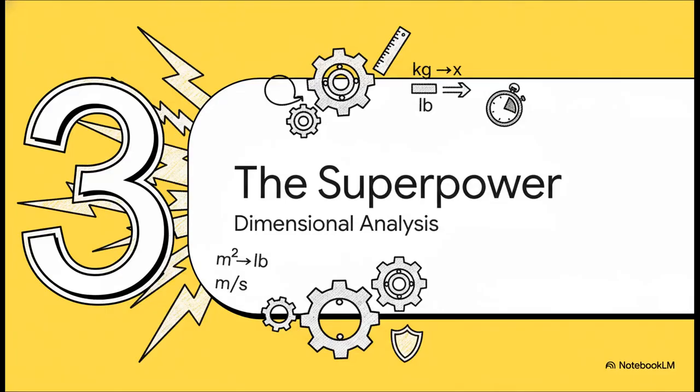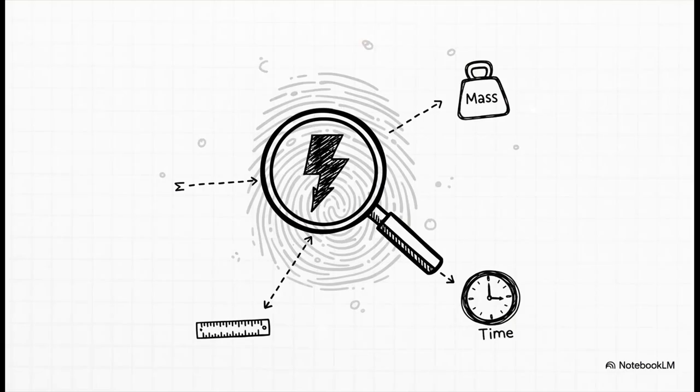Okay, so we've learned the alphabet and we've learned how to make some words. Now, I'm going to give you a superpower. It's the grammar of physics, and it's called dimensional analysis. And here's why it's so amazing. The laws of physics don't care if you use meters or feet or kilograms or pounds. The real physics underneath has to stay the same, and dimensional analysis is the tool that lets us check that. It's our secret weapon.